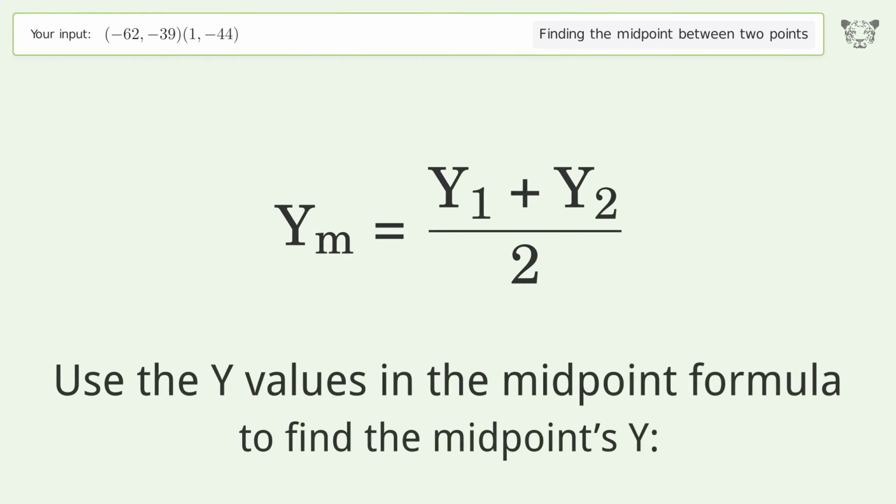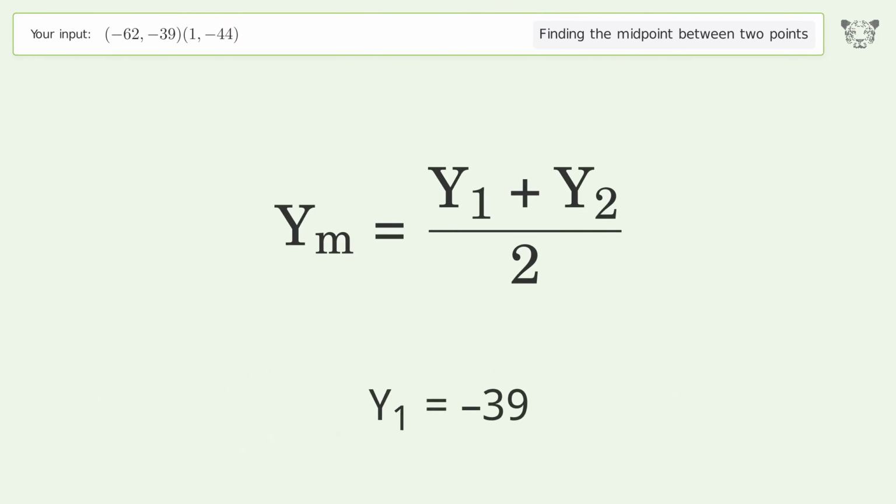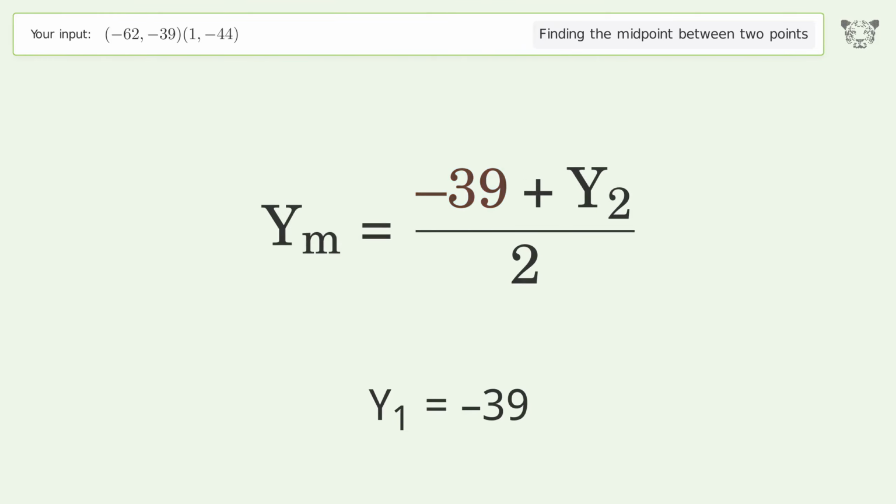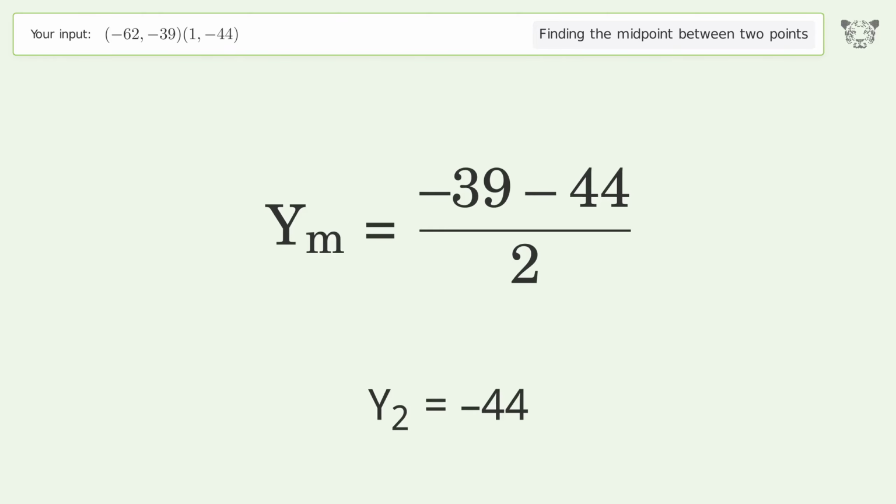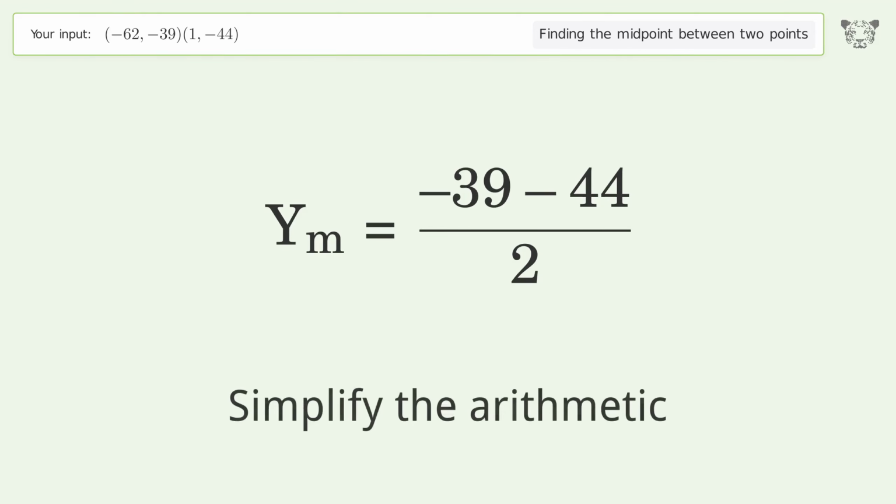Use the y values in the midpoint formula to find the midpoint's y. y1 equals -39. y2 equals -44. Simplify the arithmetic.